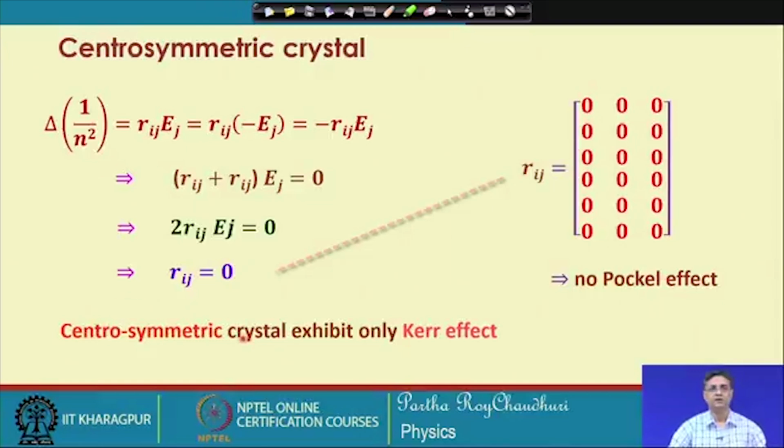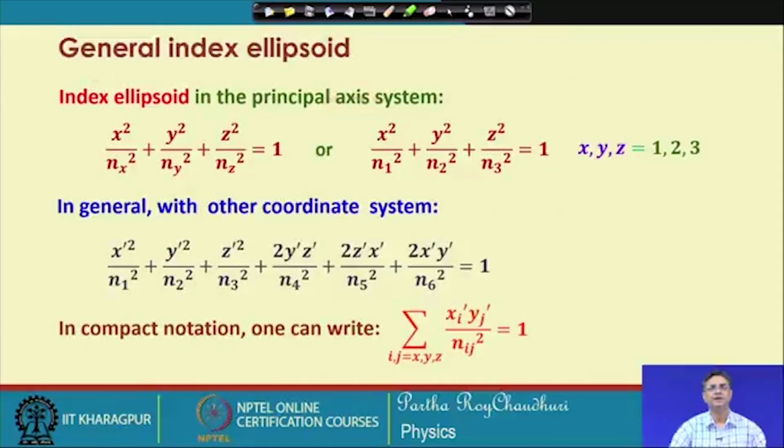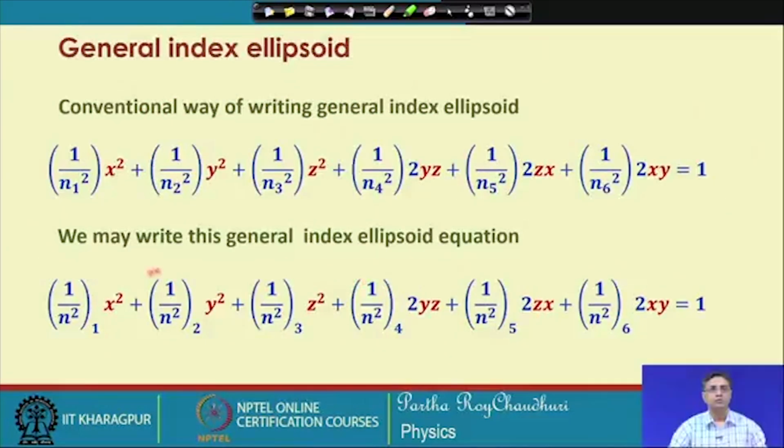And a centrosymmetric crystal, even though it does not show any Pockels effect, may exhibit the Kerr effect. We will see an example at a later stage. So, the general index ellipsoid for an anisotropic material is this, and in another coordinate system we can represent this like this. In the compact form it comes out like this. We may write this general index ellipsoid in this form.